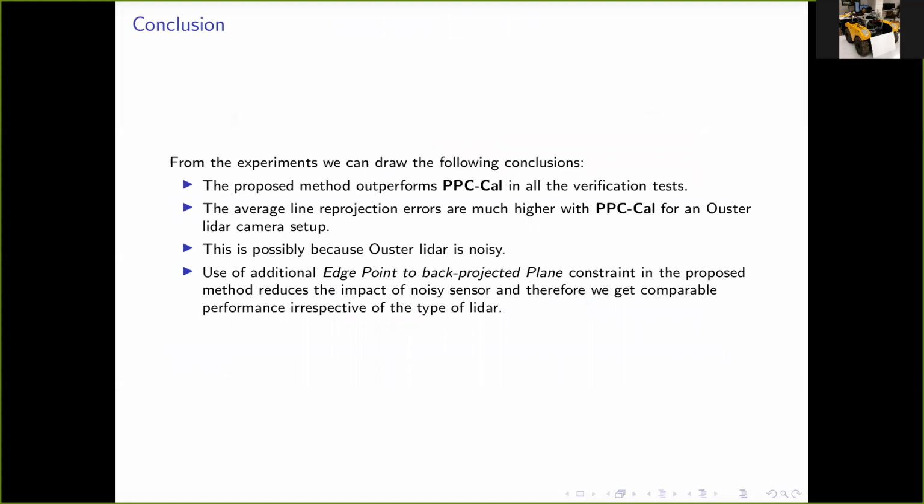From the experiments we conducted, we can draw the following conclusions. First, the proposed method outperforms PPC-Cal in all the verification tests. Second, PPC-Cal shows deterioration in performance when a noisy sensor like Ouster is used, but it is not so with the proposed method. This suggests that using additional constraints like the edge point to back projected plane constraint makes the calibration algorithm robust to noise in the sensing modalities.